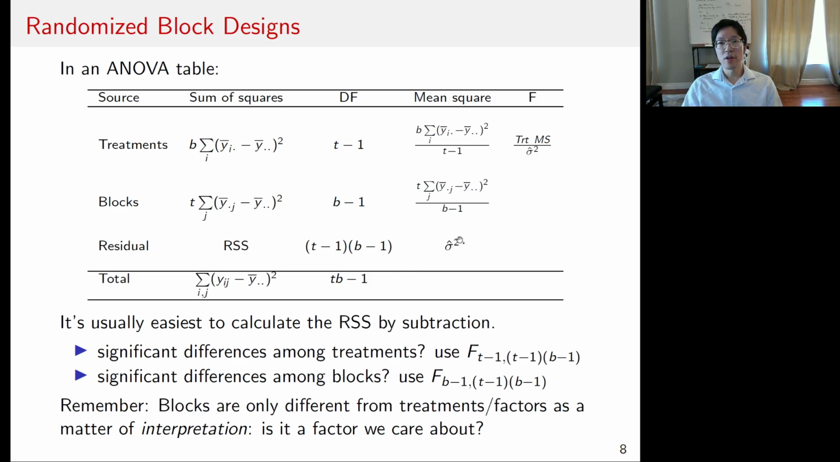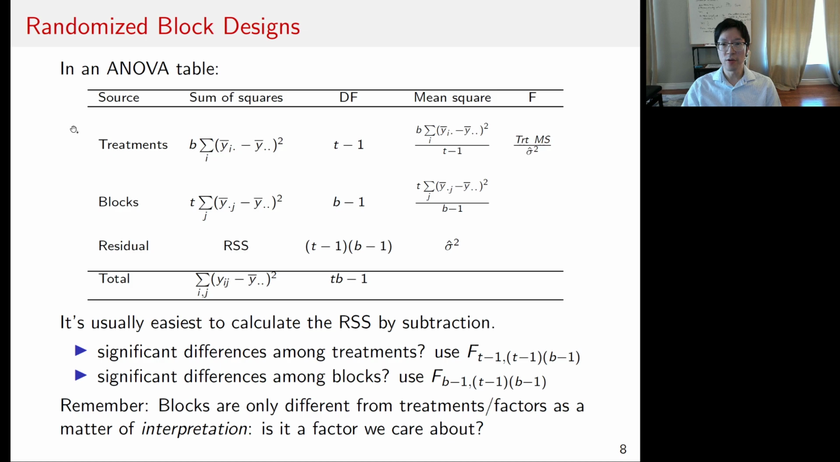Now, we've also learned that we can also test for the significance of the block. So you could also compute an F statistic for the block by taking the mean square for block divided by the residual mean square. Okay, so that gives you another F statistic that we could also look at. If you want to ask whether there are significant differences among the blocks, then you would use the corresponding F distribution. So look over here, the degrees of freedom in the block row, so b minus 1, and then residual degrees of freedom.